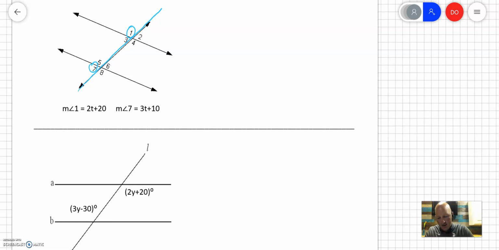are supplementary. So I'm going to have 2t plus 20 plus 3t plus 10 should equal 180 degrees, because same side exterior angles theorem, or instead of theorem you could write are supplementary. Again, you have the liberty of either writing the actual statement, the fact, or the name of the fact.